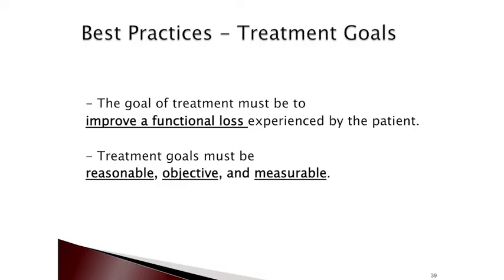All right, best practices and treatment goals. The goal of the treatment must be to improve functional loss experienced by the patient. And treatment goals must be reasonable, objective, and measurable. Okay? A treatment goal of, I want them out of pain, is not a measurable treatment goal, other than the fact they're hopefully out of pain at the end of the care. You need to have more specific things. They need to be more functional things.